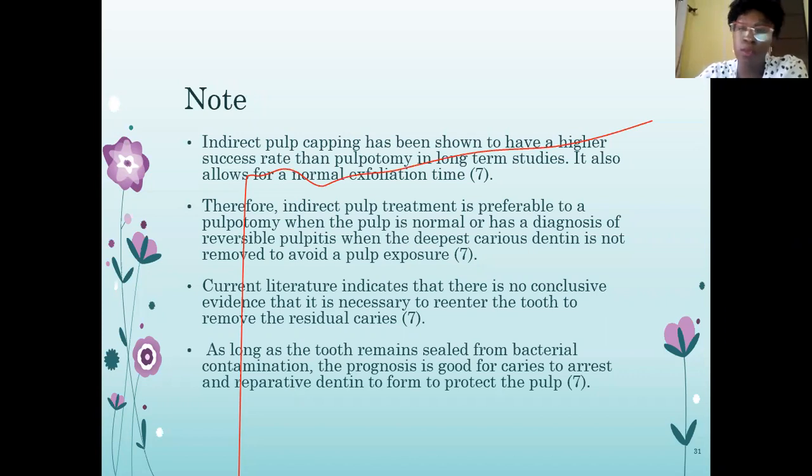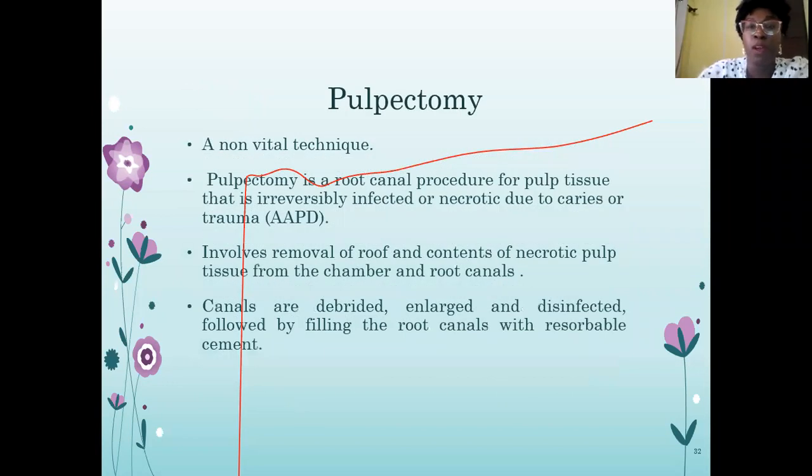So as long as the tooth remains sealed from bacterial contamination, the prognosis is good for the caries to arrest and for reparative dentine to form and protect the pulp. Okay, so that is it about pulpotomy.